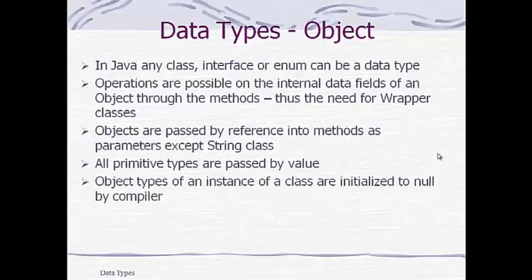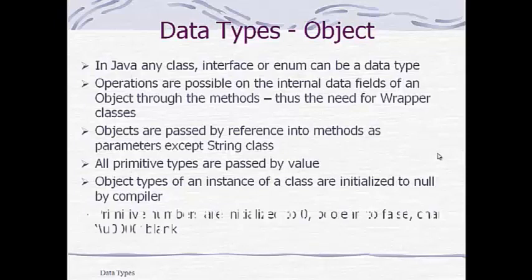Object types of an instance of a class are initialized to null by compiler. Primitive numbers are initialized to 0, boolean to false, char to blank, represented by \u0000.